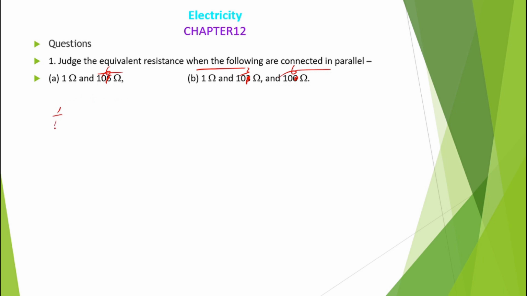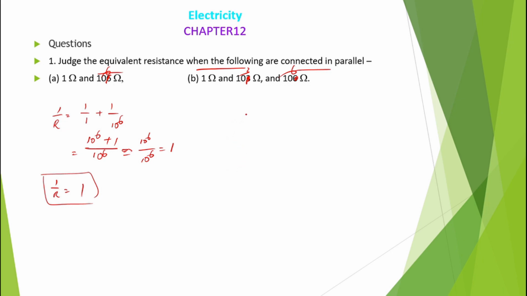So that means 1 divided by R is equal to 1 divided by 1 plus 1 divided by 10 to the power of 6. We take LCM 10 to the power of 6. So 10 to the power of 6 plus 1, nearly equal to 10 to the power of 6 divided by 10 to the power of 6. So that means it is equal to 1. So 1 by R is equal to 1. This one.